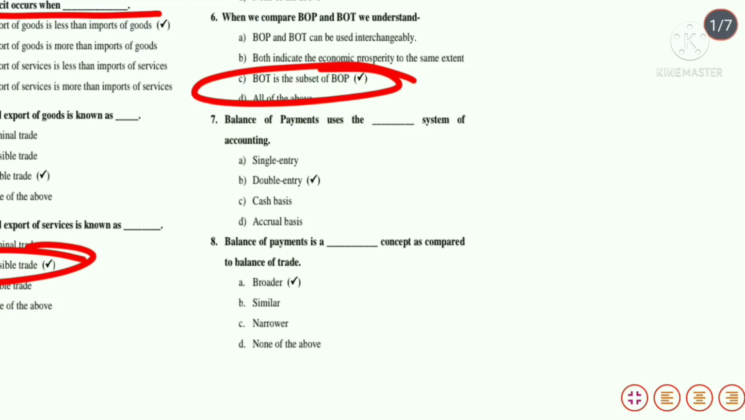Next question, that is balance of payment uses the system of accounting, that is double entry bookkeeping system. हम जानते हैं कि there are two items in the balance of payment, one is credit side and another is debt side. Therefore option B, double entry, is the correct answer.